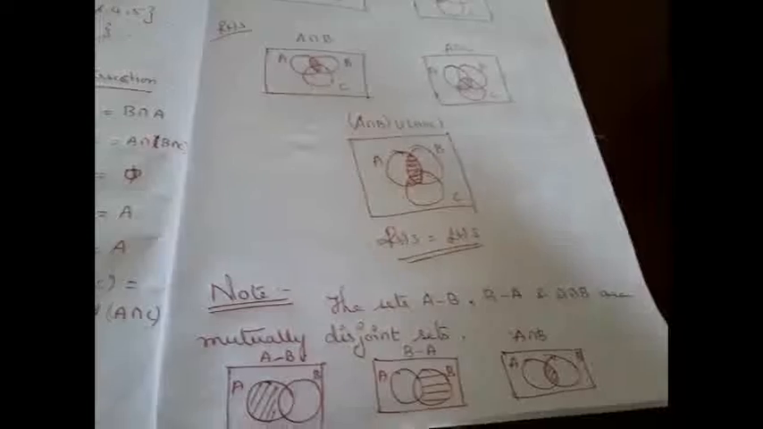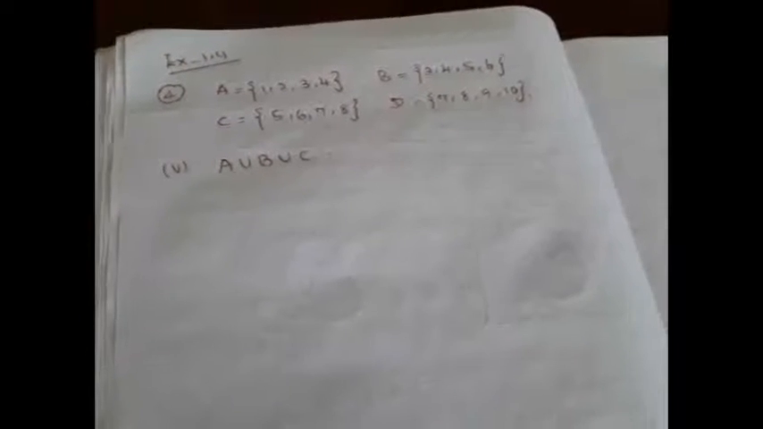If we find the intersection of any of these two sets, the answer will be null set, right? Now let us move on to exercise 1.4. First 4 problems, I have given it as homework. Hope you have done. Now we will see the fifth subdivision in the fourth problem.